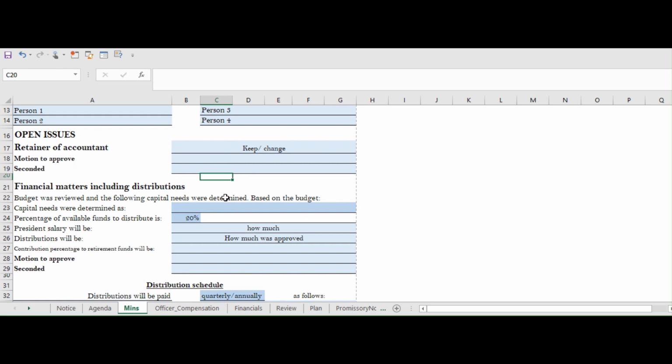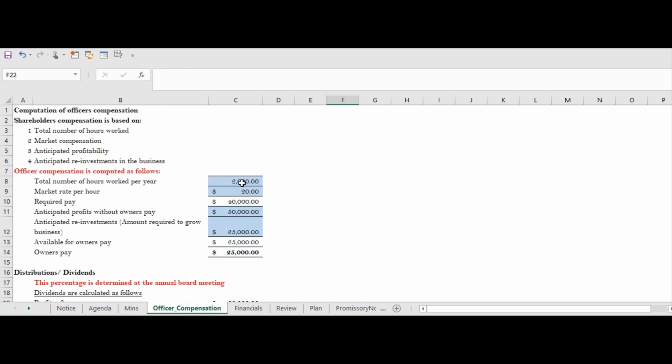Talk about the next issue, financial matters, including distribution. Talk about what capital needs, so that's based on the plan you need going forward. So we'll talk about that, how you come up with that amount. And obviously, once you do that, you determine the percentage of funds to distribute. And then president's salary, you talk about what that is, and you should have a kind of formula you use to determine compensation.